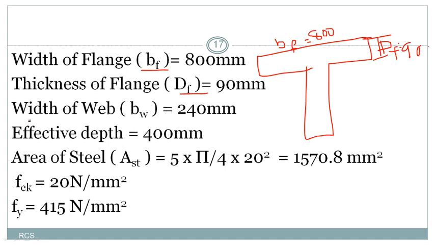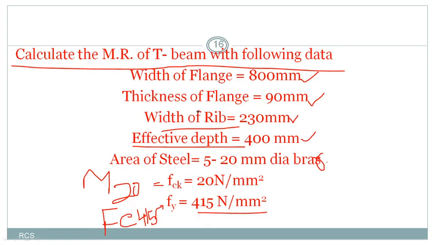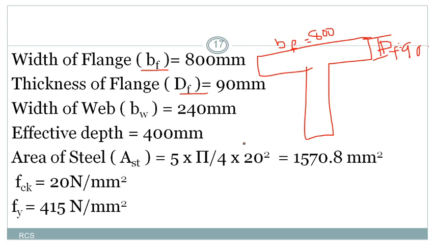Right? And the width of the web, how much is given? I think this is 230, but it is wrongly written here. Okay, 230, please make it correct. 230 mm. And this is the width of the web, that is BW. This is equal to how much? This is 230 mm. And also given the area of steel here, how many bars?